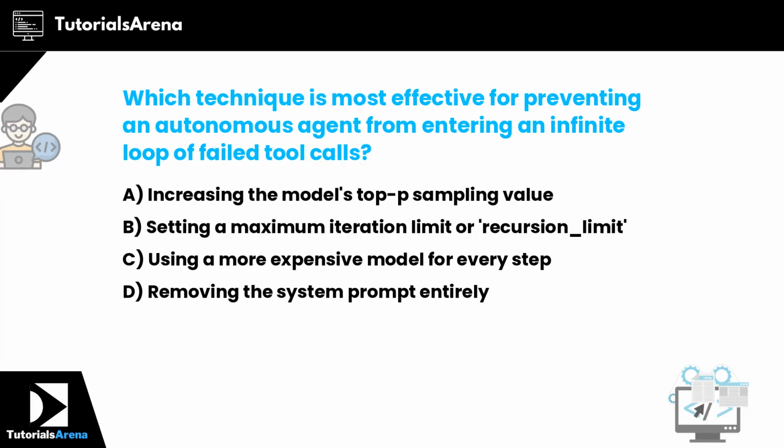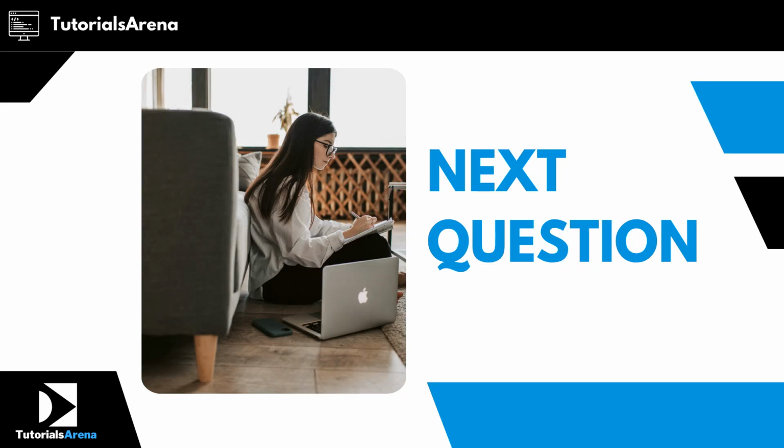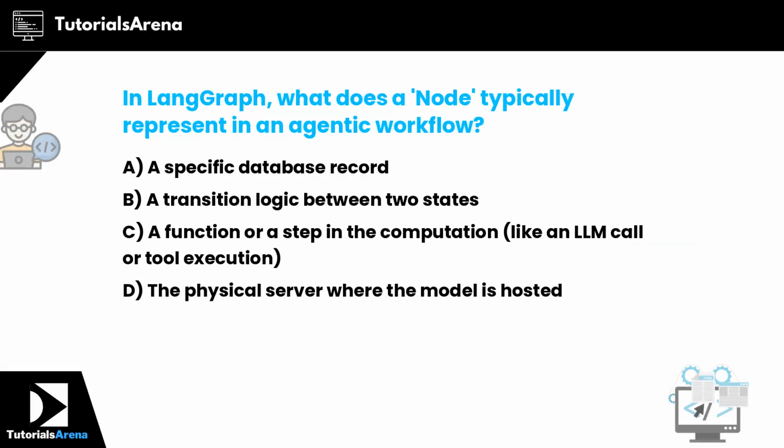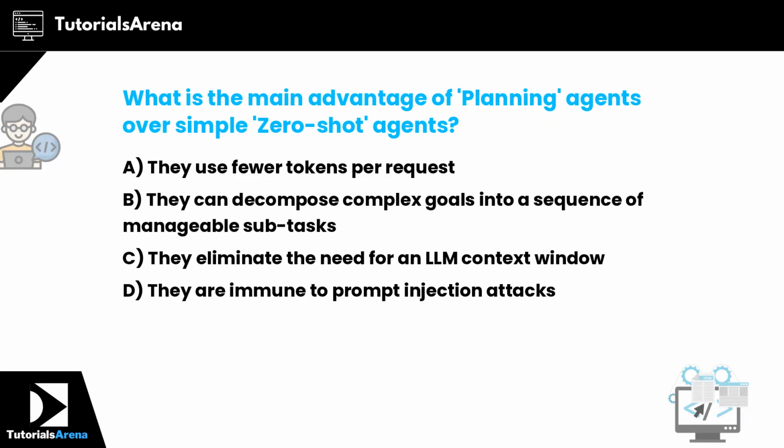Which technique is most effective for preventing an autonomous agent from entering an infinite loop of failed tool calls? The correct answer is option B, setting a maximum iteration limit or recursion_limit. In LangGraph, what does a node typically represent in an agentic workflow? The correct answer is option C, a function or a step in the computation, like an LLM call or tool execution.